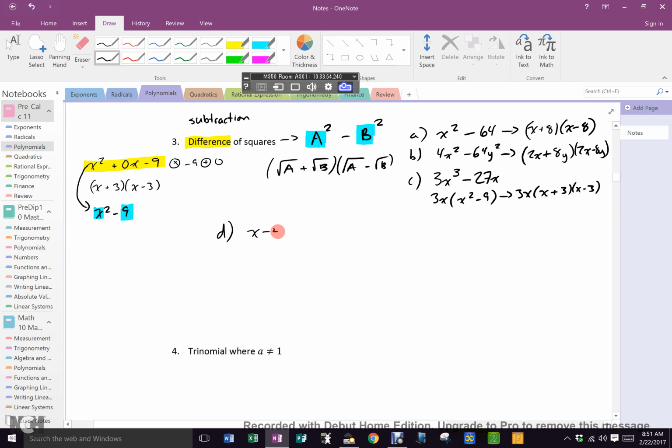x minus 4 squared minus x plus 7 squared. I'll let you think about it for a moment. Talk to your neighbor if you need to. I've given you one strategy that would help you solve that.